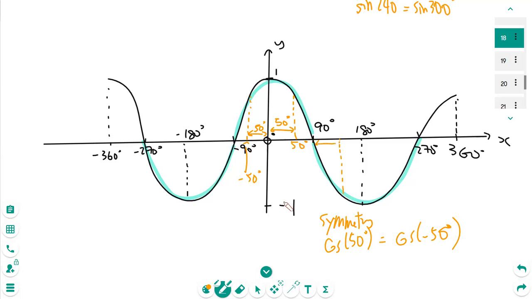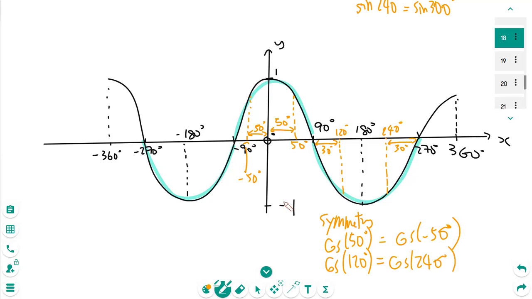Let's say we have 30 degrees. That will also have 30 degrees in here. So 90 plus 30 is 120, and 270 minus 30 is 240 degrees. So if you try cos 120 degrees, that will give you the same as cos 240 degrees.